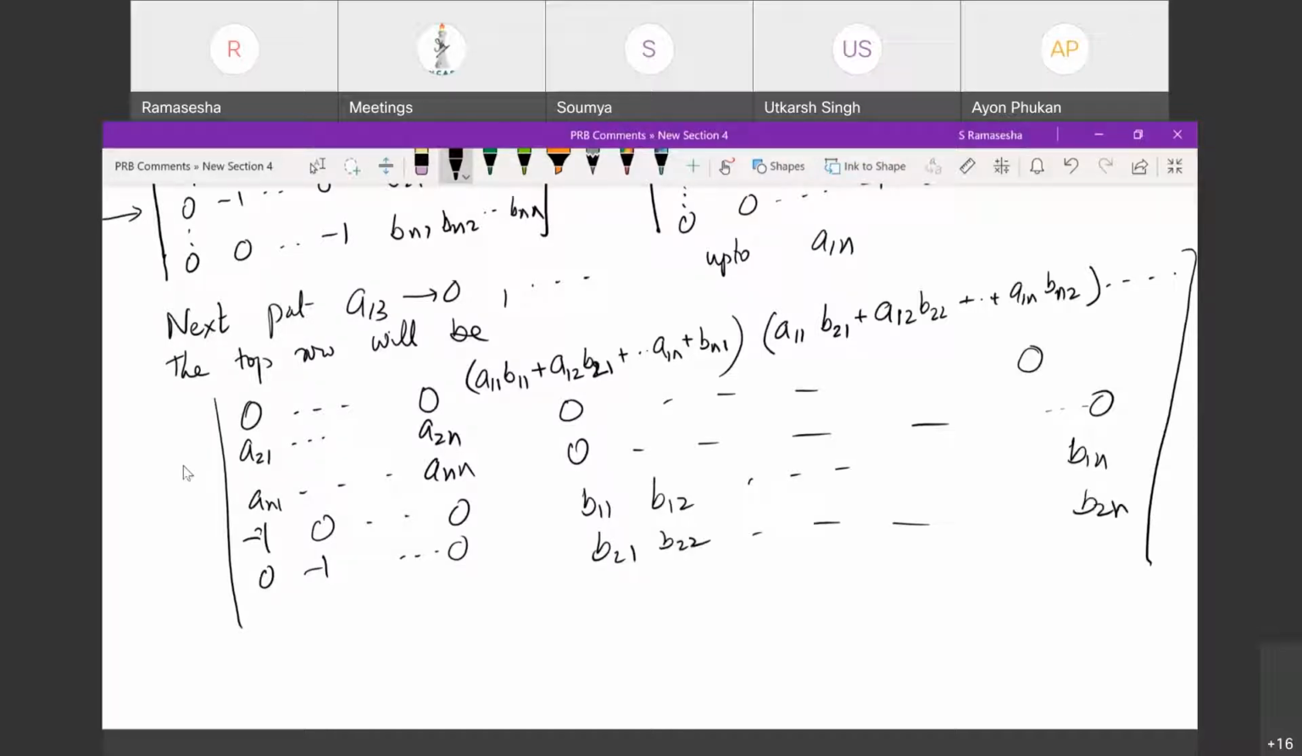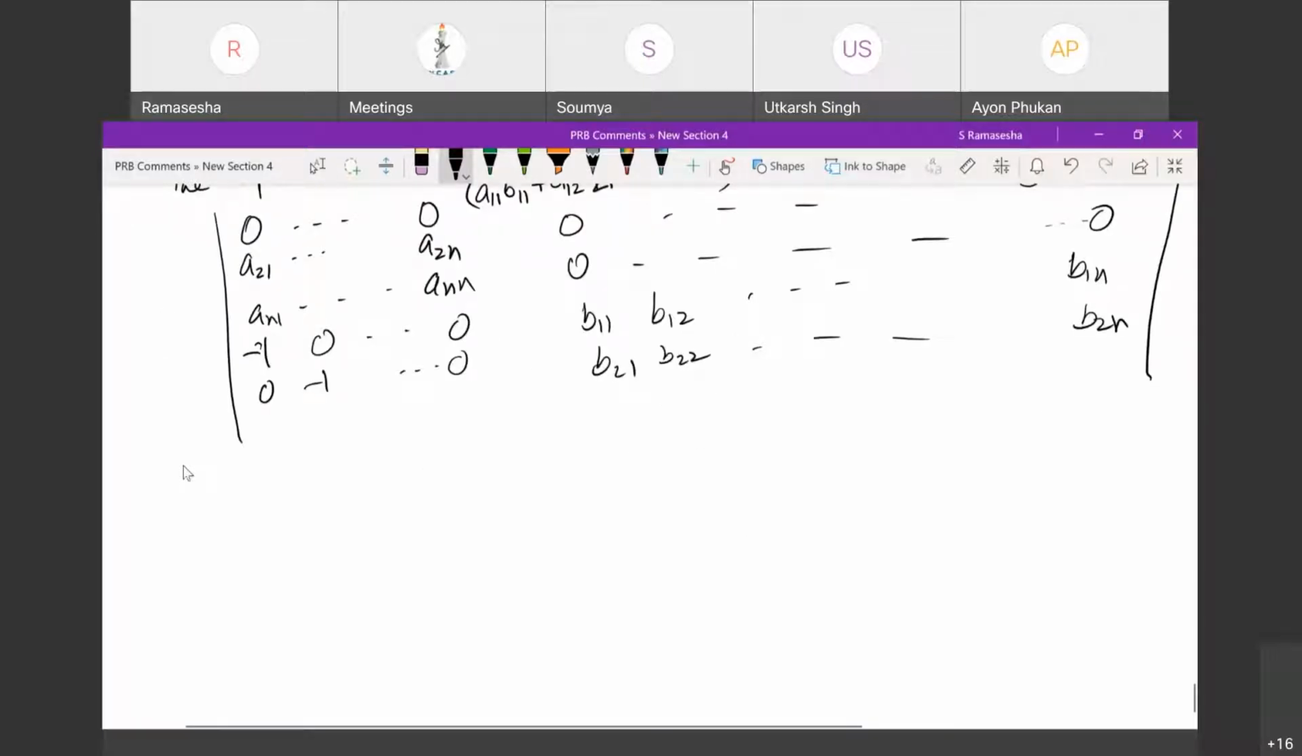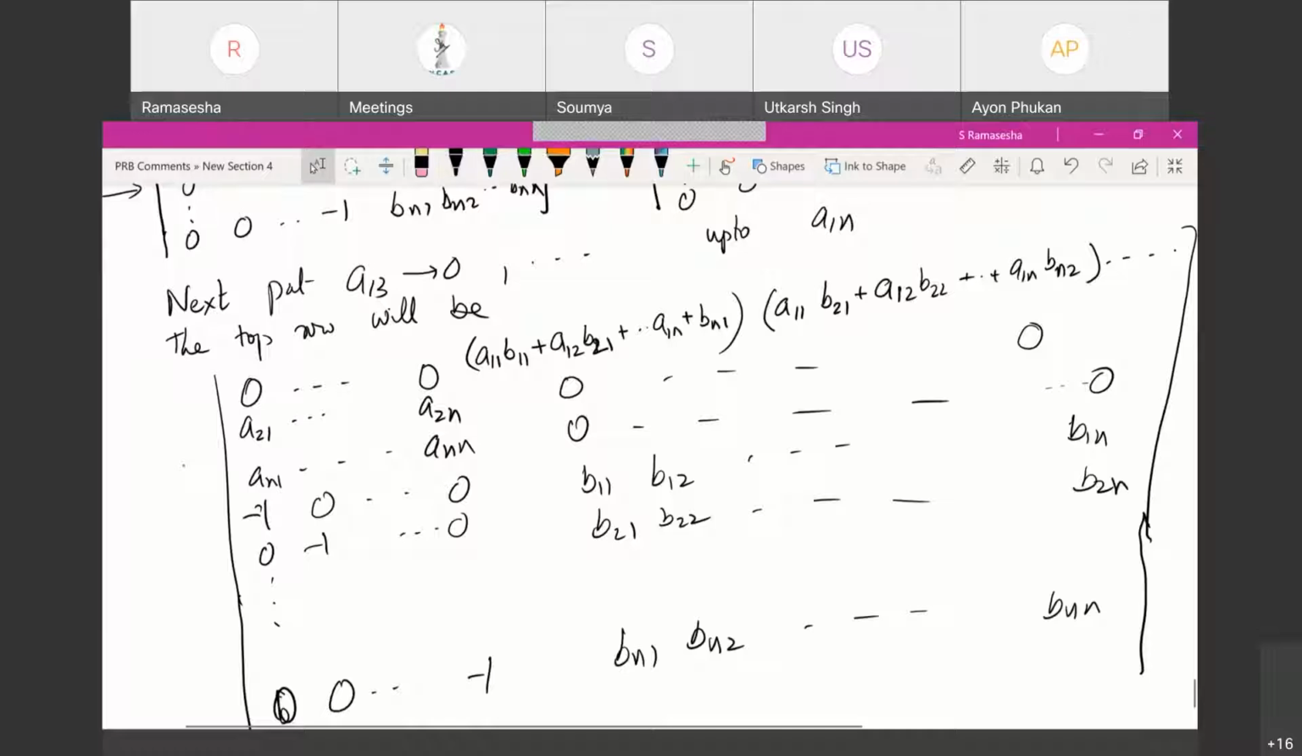and all the way down to 0, 0, -1, Bn1, Bn2, Bnn. Okay, is it clear? Because I keep putting A11 to 0, A12 to 0, etc., up to A1N to 0. So the last is to multiply the last row here by A1N and then add, and so forth. So this is not plus.